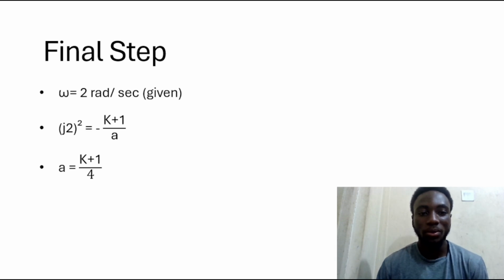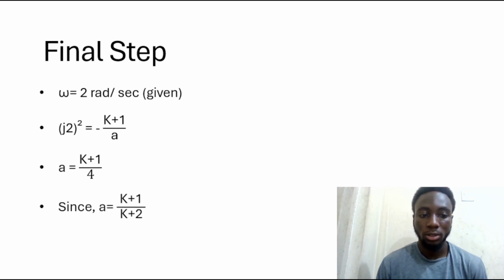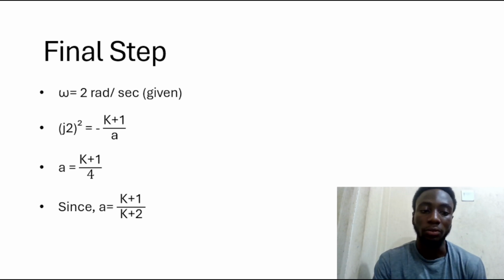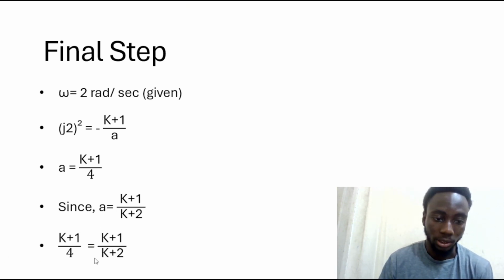Okay, so we can see over here from the previous expression that A is equal to k plus 1 over 4. Now, we've also established that A is equal to k plus 1 over k plus 2. Since A is equal to k plus 1 over 4 and also equal to k plus 1 over k plus 2, we can equate these two conditions, which will give us this expression here.